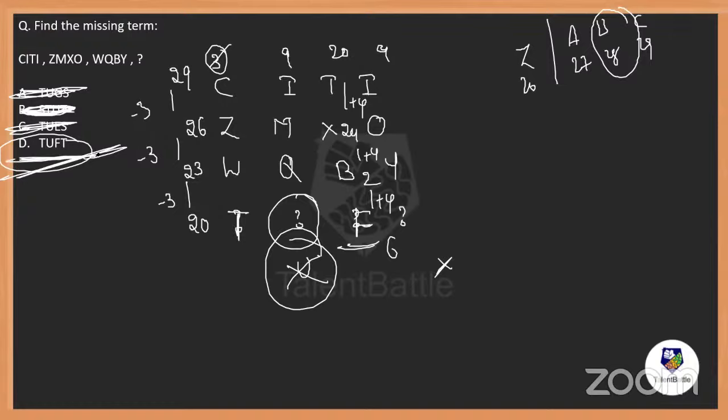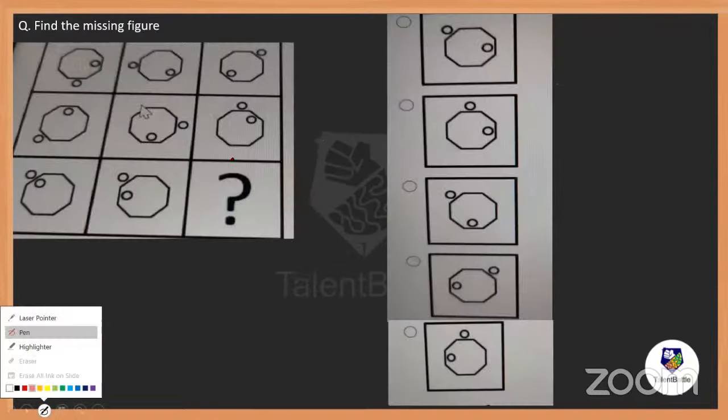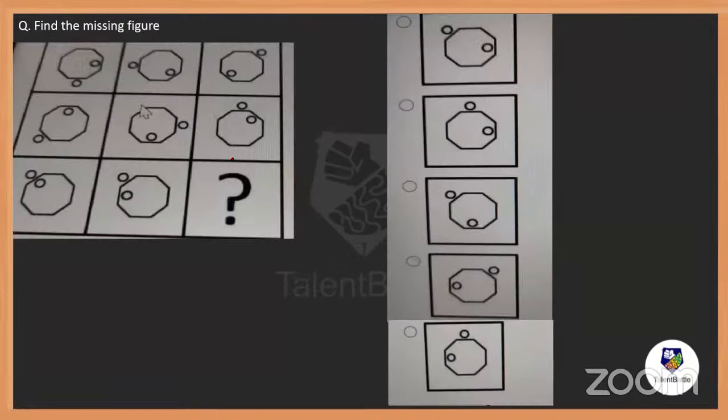So we'll check one more question. I hope everyone is following. So let's try one more here. This is a visual reasoning one. By using the figures, we are supposed to identify.